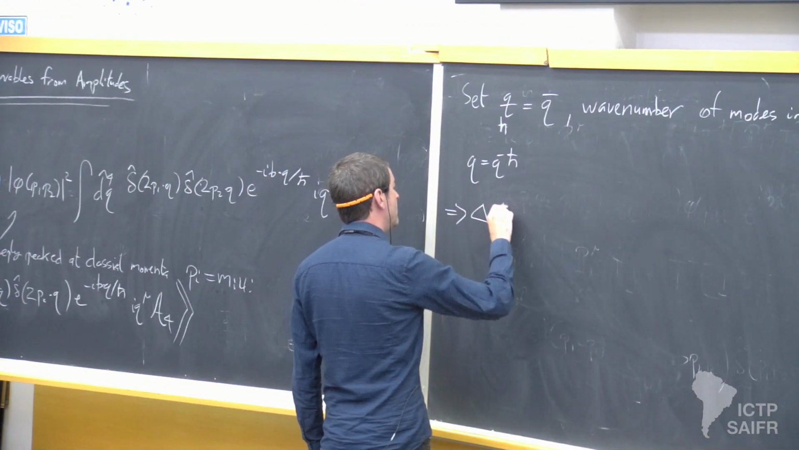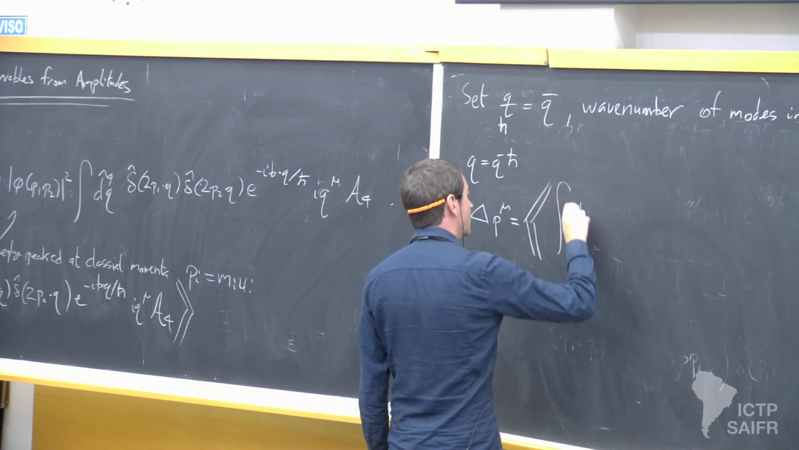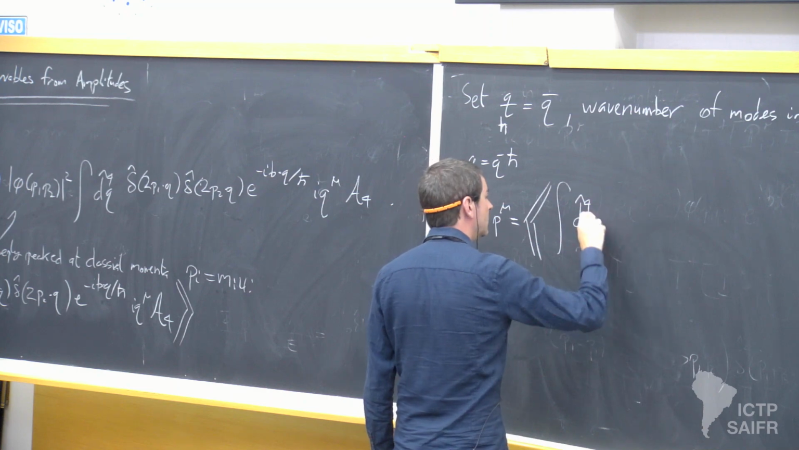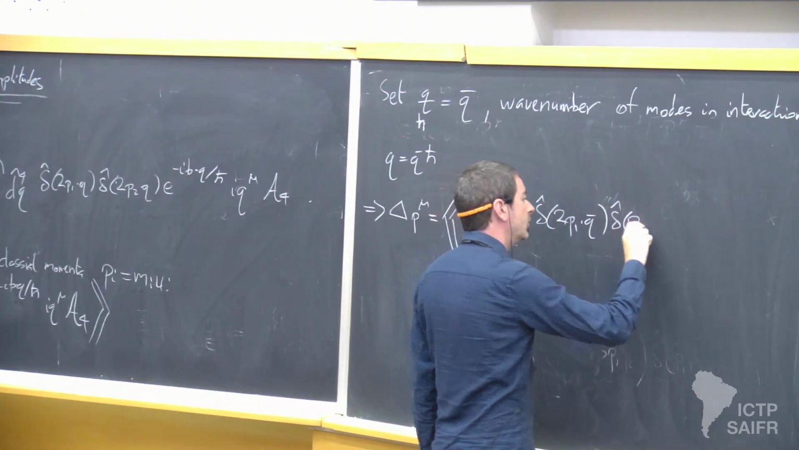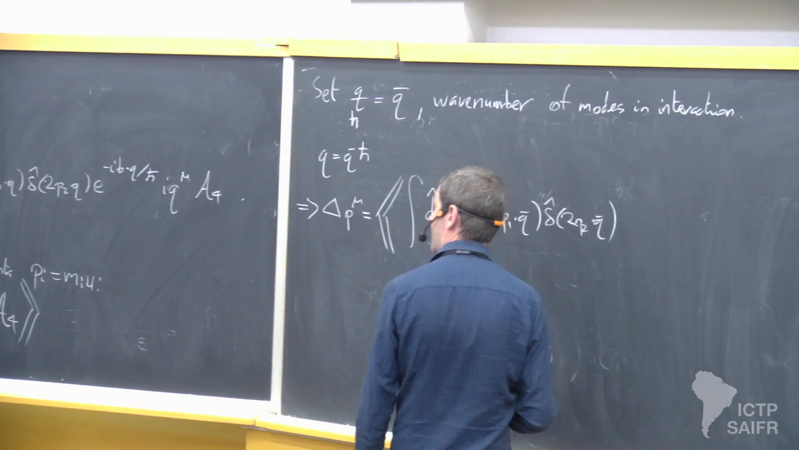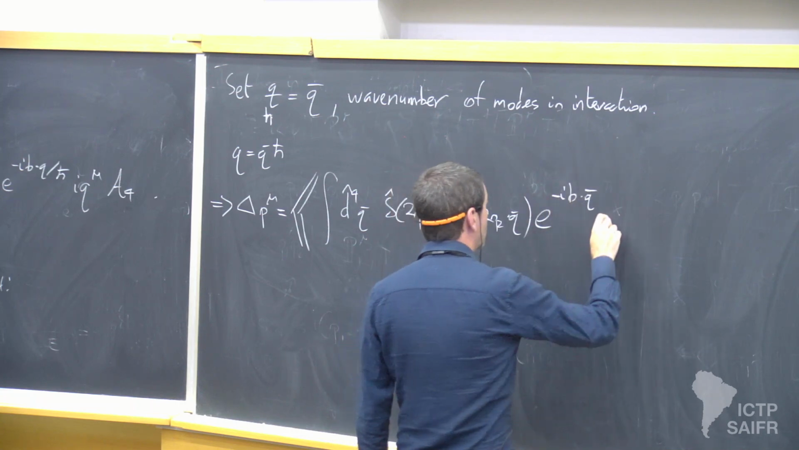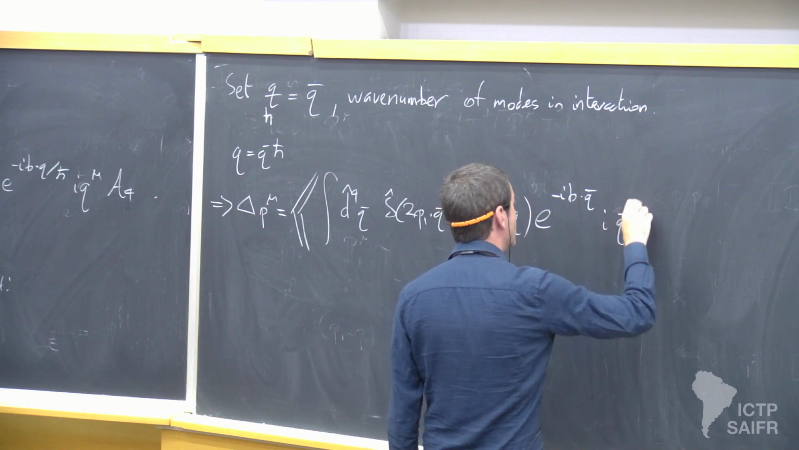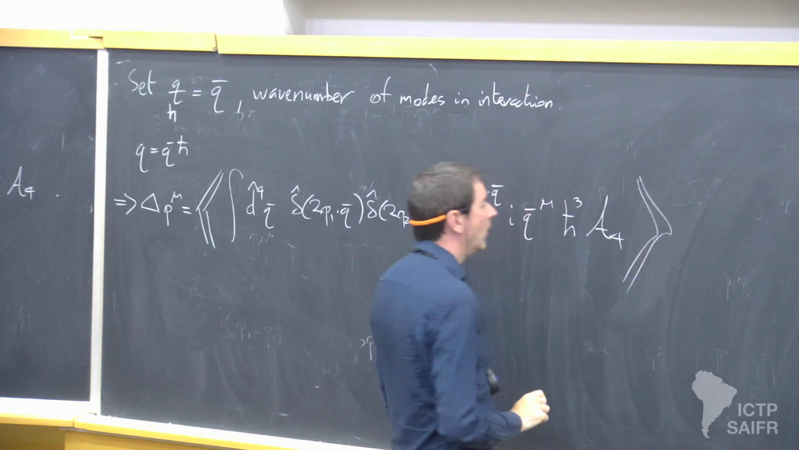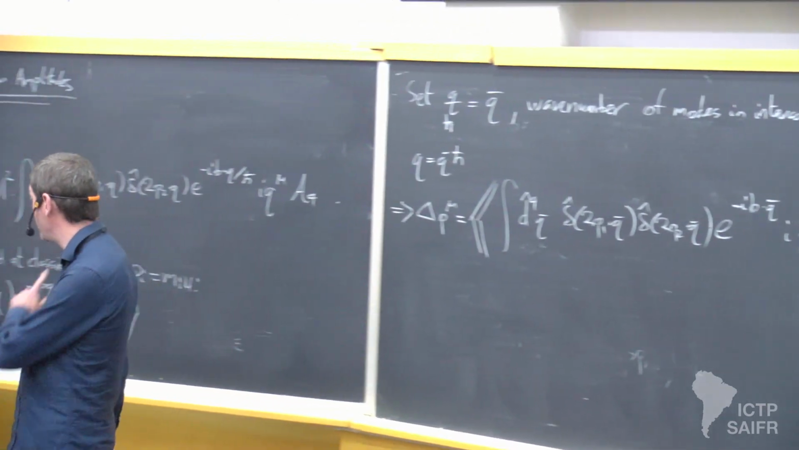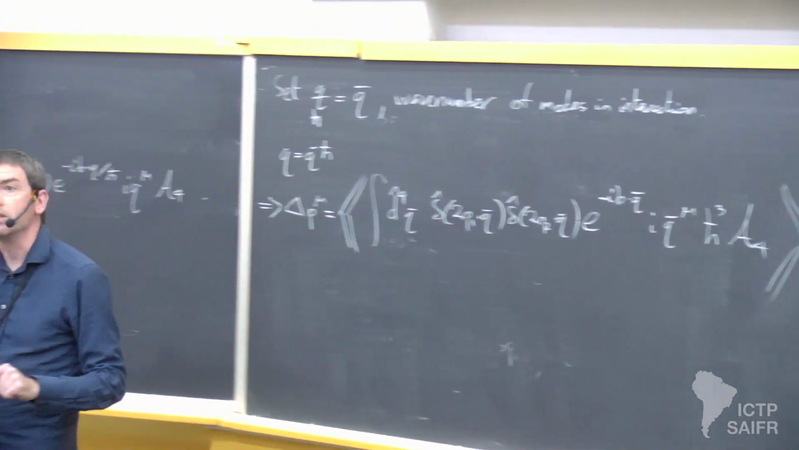So delta p mu is, well, here are our double angle brackets, integral d4 q bar delta 2p1 dot q bar, delta 2p2 dot q bar, e to the minus i b dot q bar, i q bar mu, h bar cubed, four-point amplitude. And that's why I wanted to keep the h bars, just to show you that there's really an h bar cubed running around in this formula. Okay, there's a question.